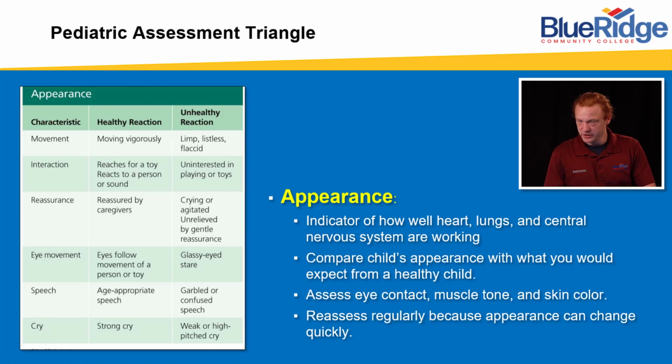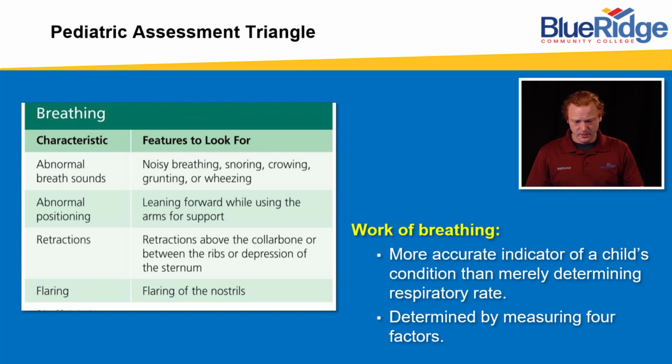This chart is also in your textbook that you can take a look at later. Here we have breathing. Assessing work of breathing is a more accurate indicator of a patient's condition than merely determining the rate of their respirations. It is determined by measuring abnormal breath sounds, abnormal posturing or positioning, retractions of the neck or chest, flaring of the nostrils. This assessment can be made without touching a child and can be done from across the room.